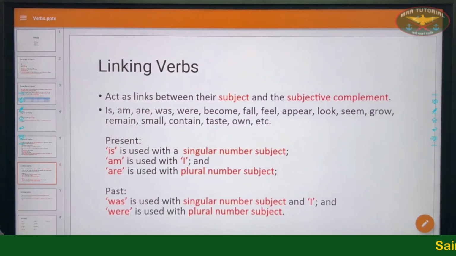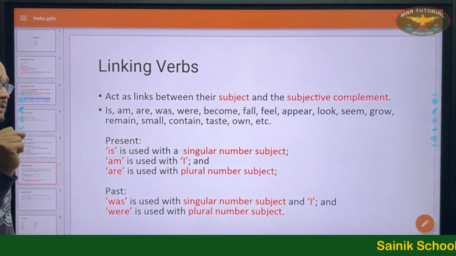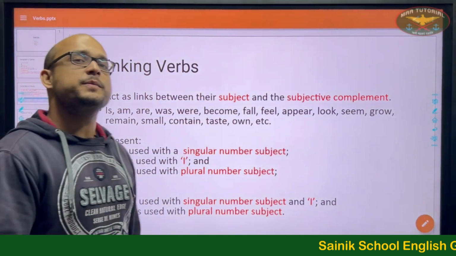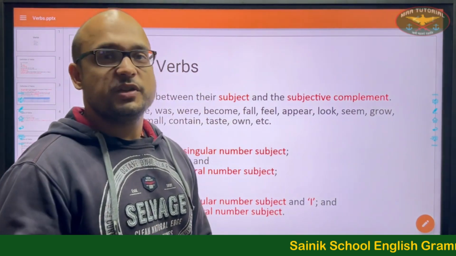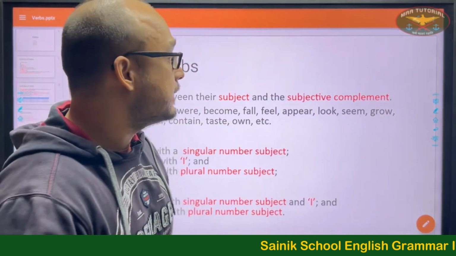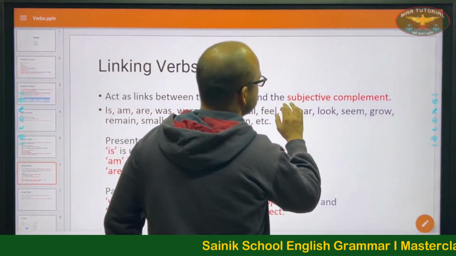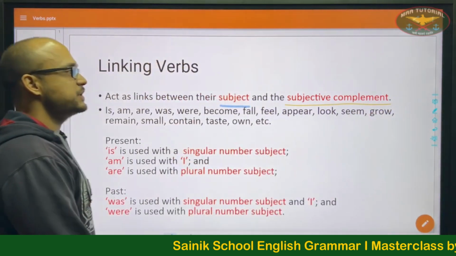Let's move on to our third topic for today, linking verbs. Now, linking verbs, they act as links between their subject and subject complement. So now when linking verbs are there, they do not have an object. What do they carry? They carry a subjective complement. That is what they have. So they have a subject and the verb and then not the object but subjective complements.